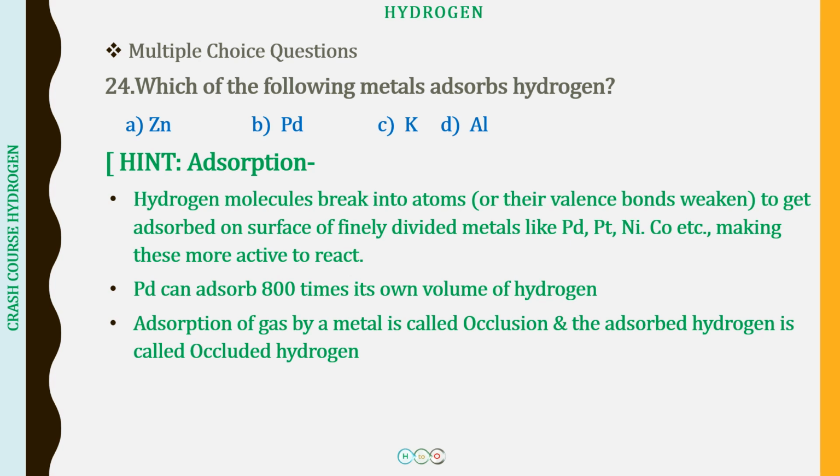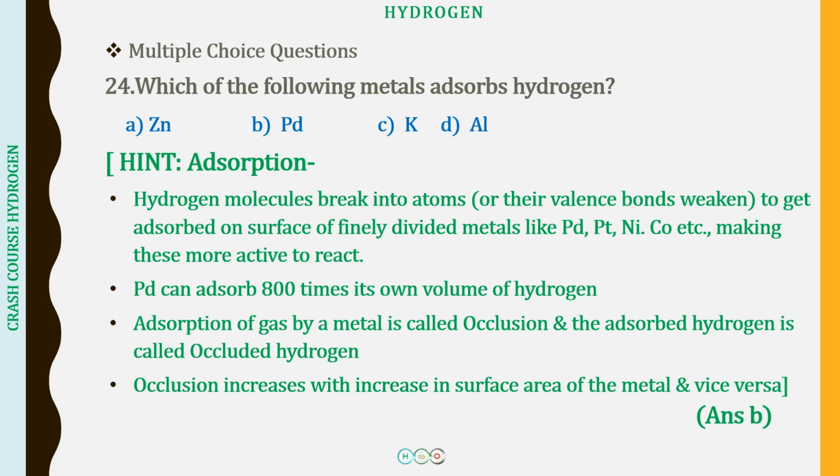So all the reactions of molecular hydrogen we will be seeing when we have temperature which is going to be high or along with the use of a catalyst. The next, the occlusion, well, this is going to increase with increase in surface area of the metal and vice versa.